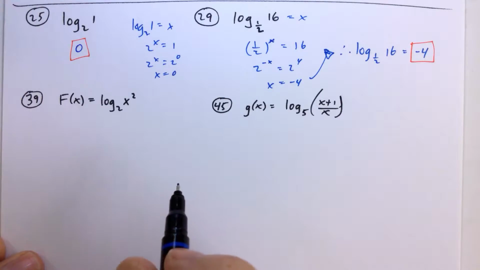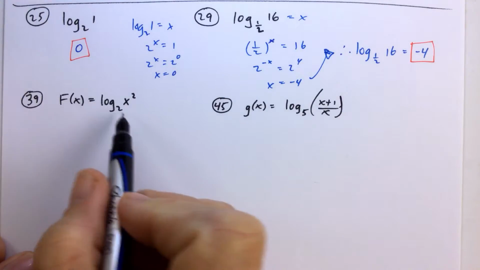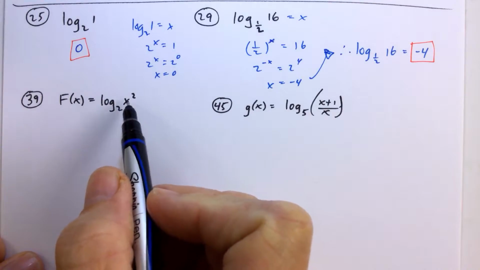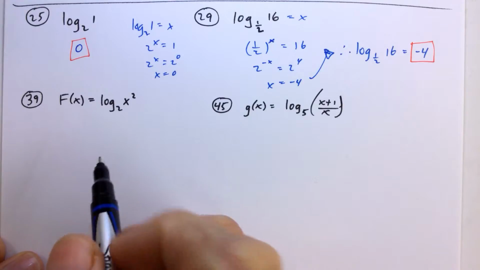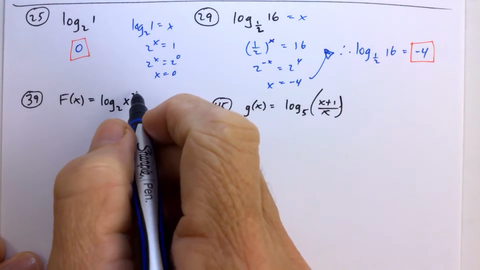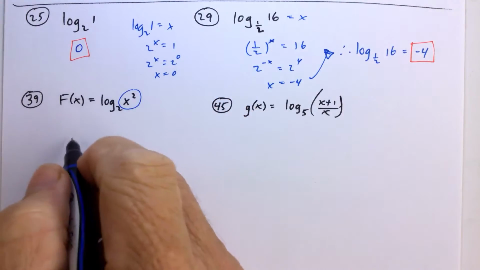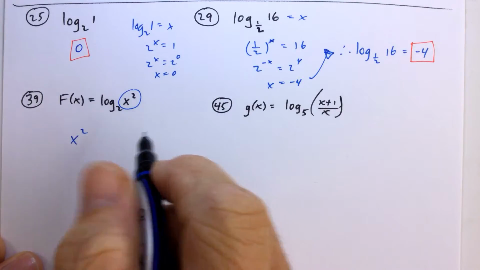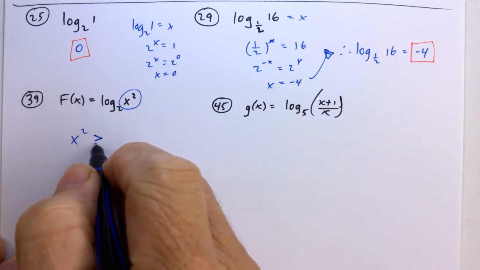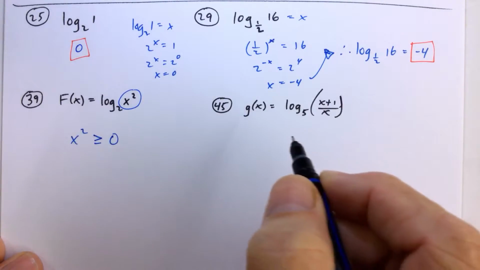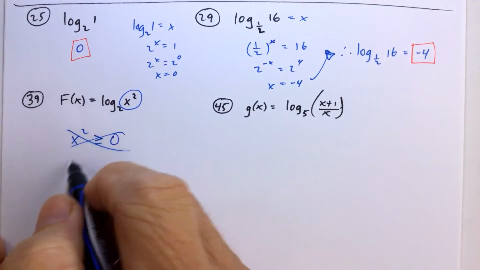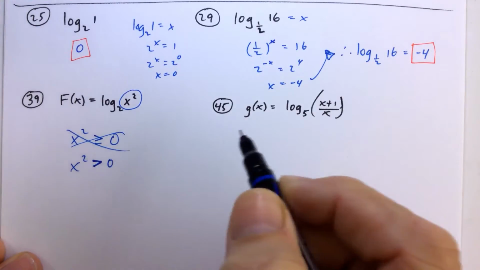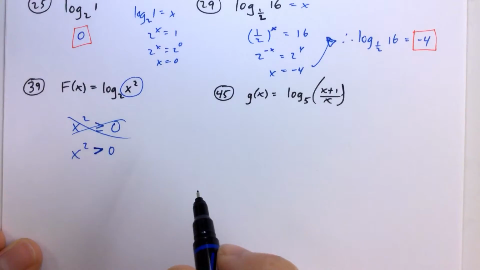Now, in 39 and 45, we're trying to figure out the domain of the function, and understanding how logarithms work, you're not ever allowed to take the log of 0, and you're not allowed to take the log of a negative number. So in order to set this up, we have to look at the argument. In finding the domain of a log function, the argument always has to be positive. It can never be 0 either. So x squared greater than 0.